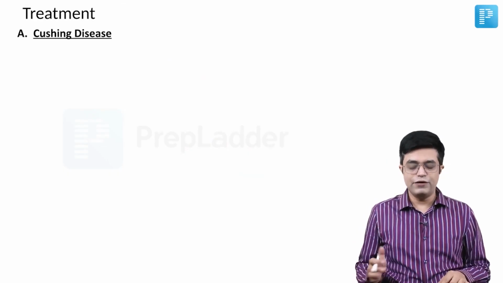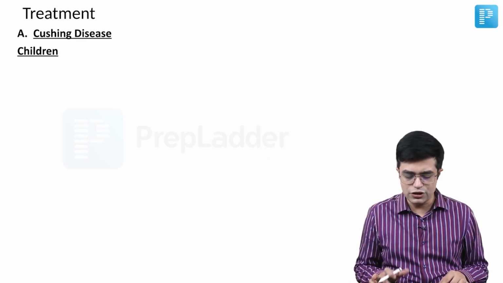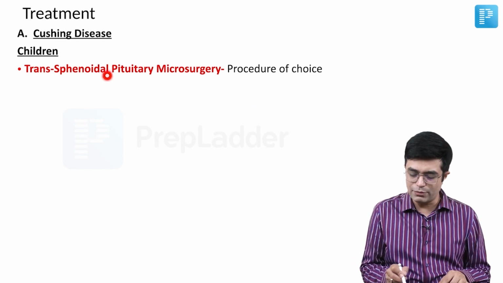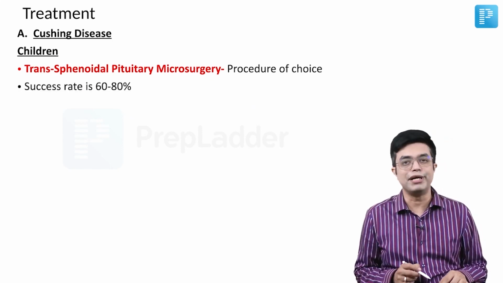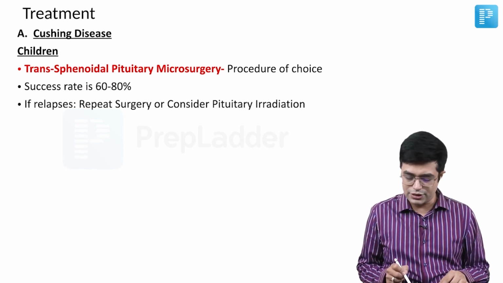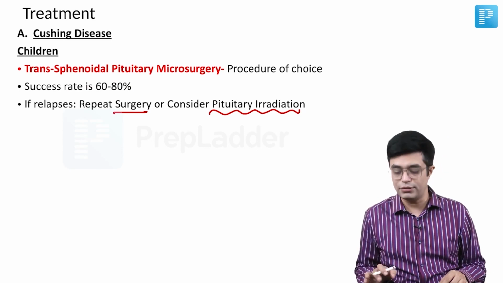What is the treatment? If it is Cushing disease, that is Cushing syndrome caused by pituitary adenoma, in case of children, transsphenoidal pituitary microsurgery will be the procedure of choice. Nelson says the success rate is 60 to 80%, and if it relapses, you will either consider a repeat surgery or you will consider pituitary irradiation in the patient.